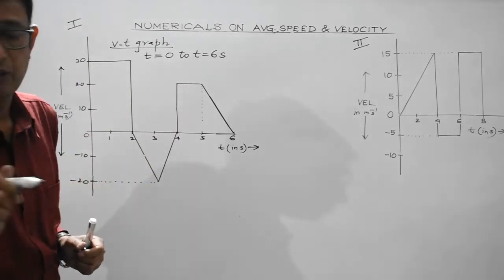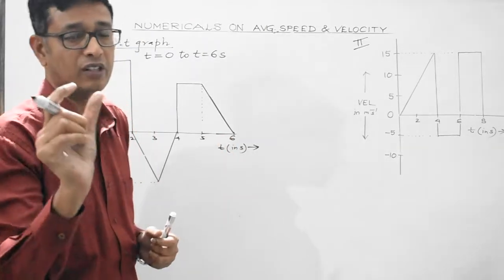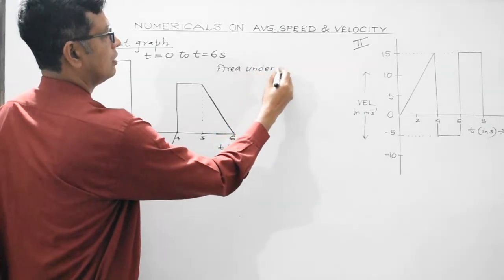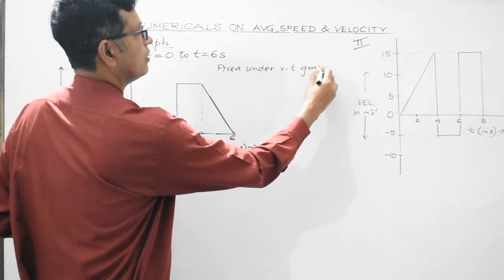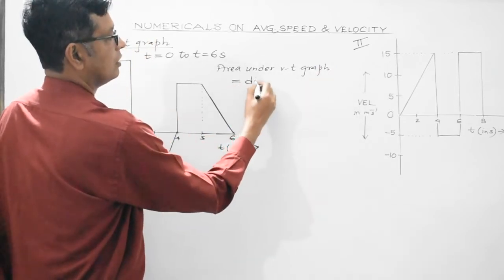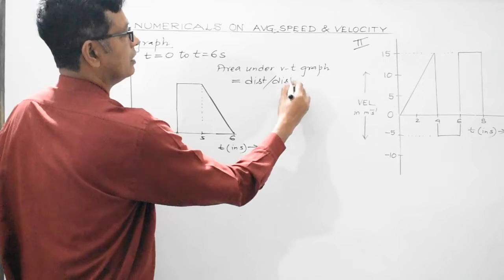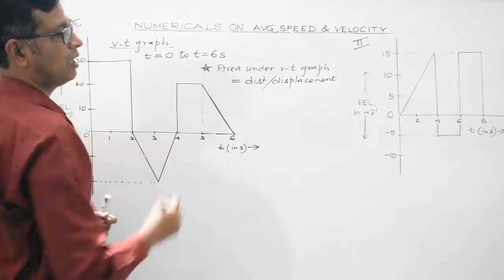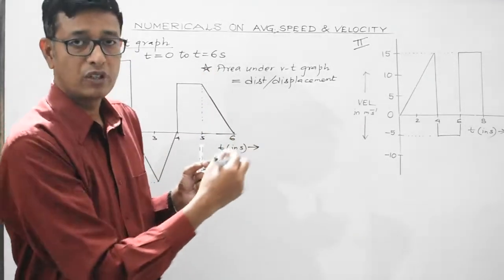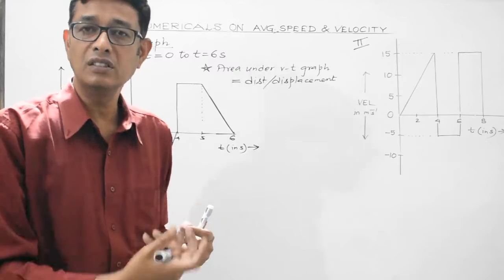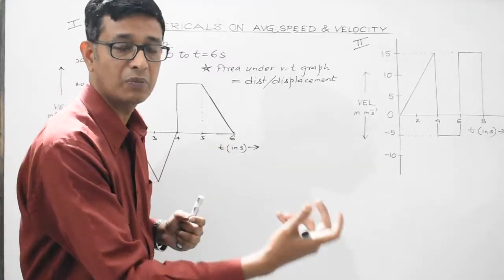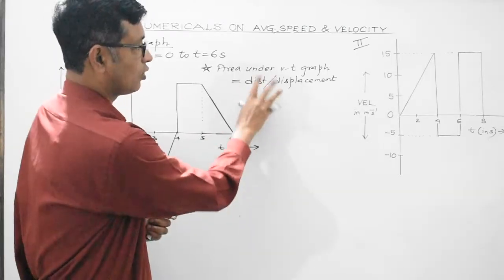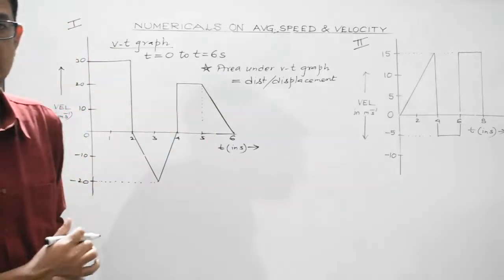And the key point, before we proceed with the numerical, is the area under the VT graph. It will give us the distance or displacement covered by the body. This is the key point. The area under the VT graph between any two given intervals of time will give us the distance or the displacement covered by the body between those two given intervals of time. This is the concept which we will be using here.